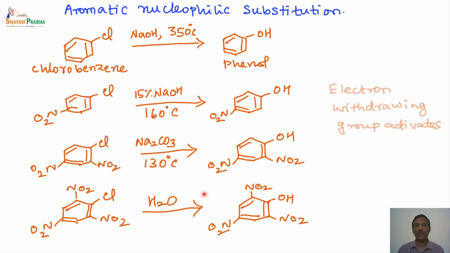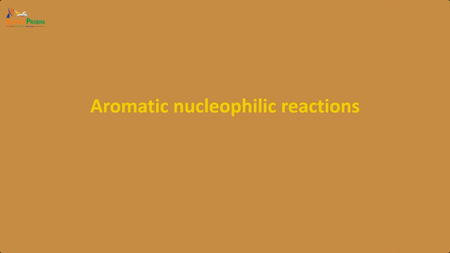So overall what we can say is electron withdrawing groups actually activate the aromatic nucleophilic substitution. We have earlier seen the aromatic electrophilic substitution is deactivated by the electron withdrawing group, but aromatic nucleophilic substitution is enabled or activated by electron withdrawing substituents.